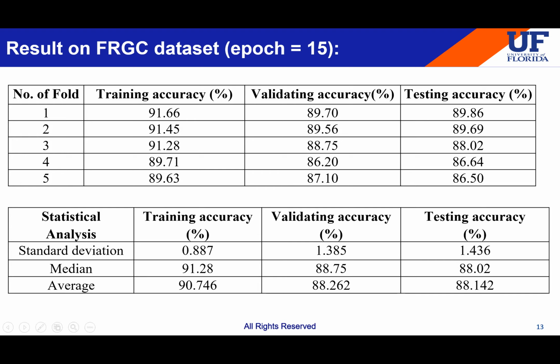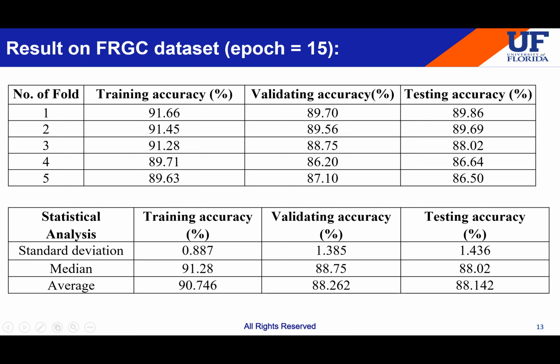Okay, so for the first fold, the training accuracy is 91%, validating accuracy 89%, and testing accuracy was 89%. So see, there is a consistency between these. In the second and third fold, I got 91% accuracy for training. For validating, again I got similar accuracy, and testing accuracy was also between 88 and 89. And finally, in the last two folds, I got around 89% accuracy, which is still good. Validating accuracy is either 87 or 86, and testing accuracy is also similar.